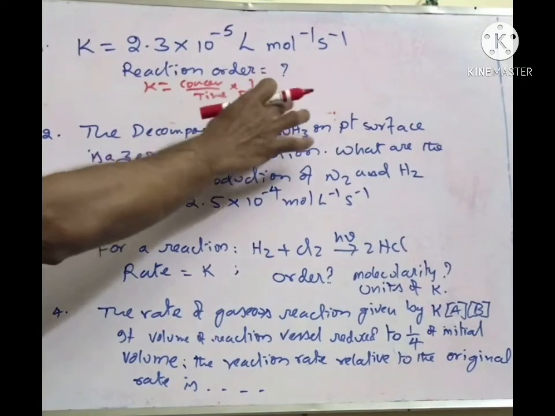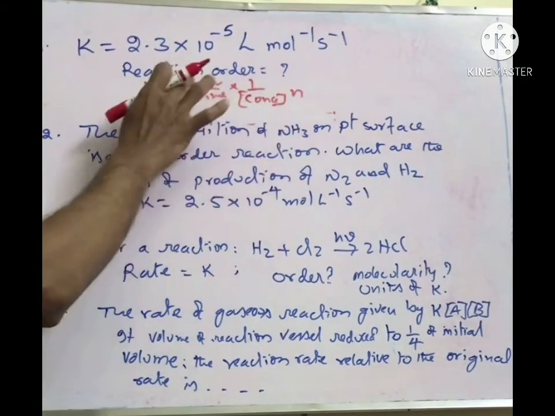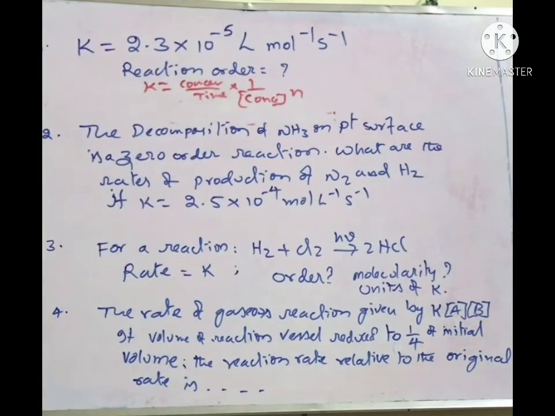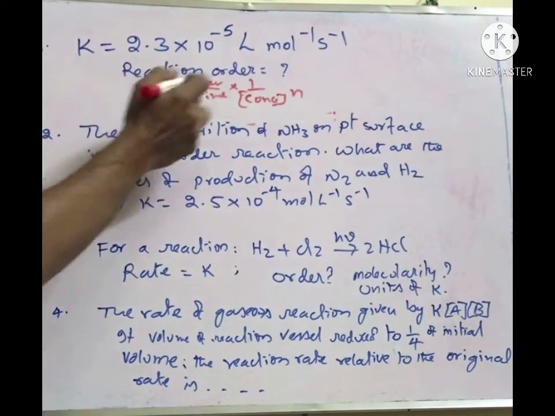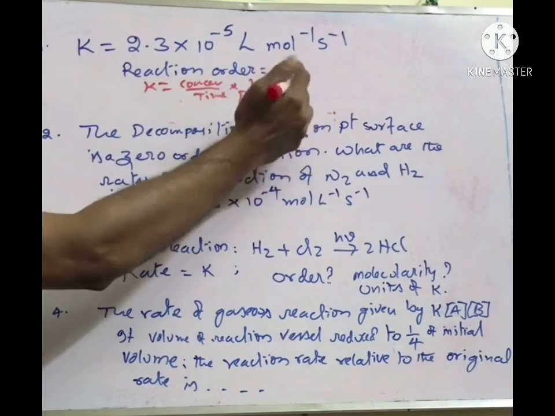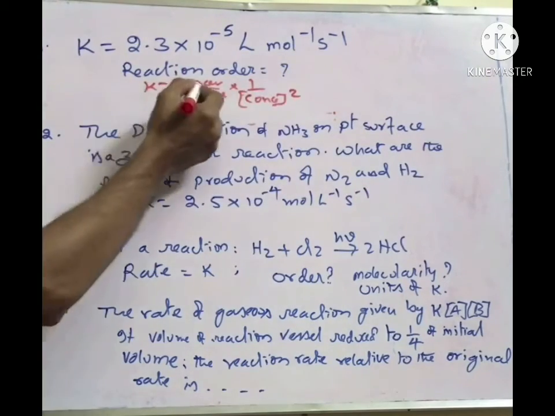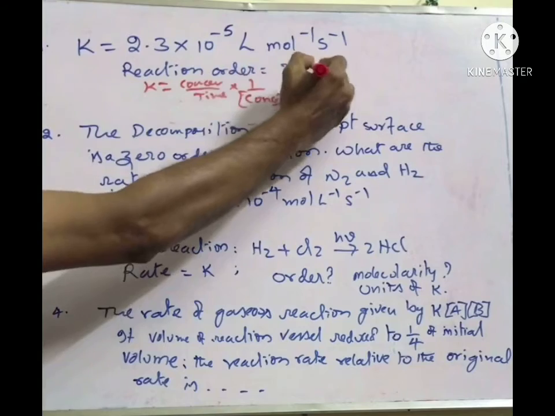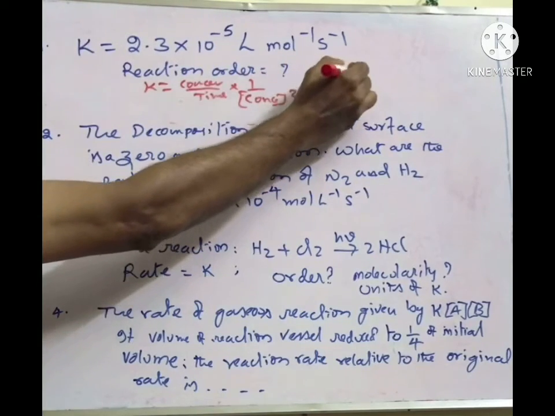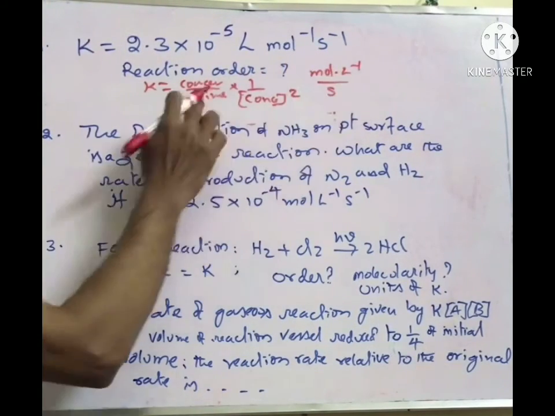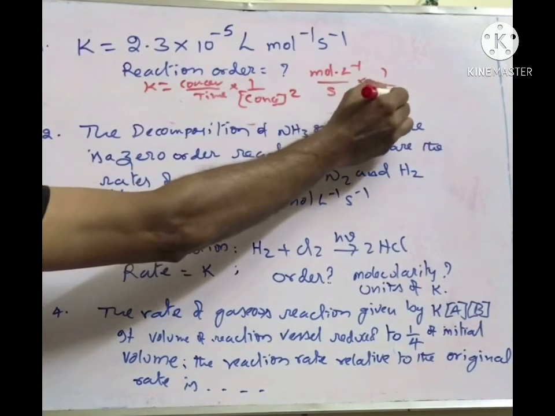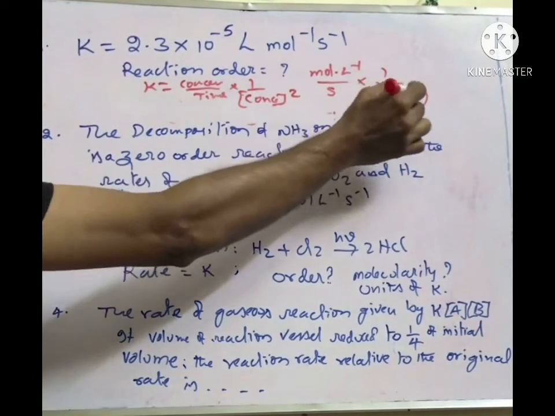If it is 0 order, you put n as 0, this cancels out, then concentration over time, that is moles per liter per second, is the unit for a 0 order reaction. Now for a second order reaction, n becomes 2. If you substitute concentration moles per liter, moles per liter per second over 1 by moles per liter square.